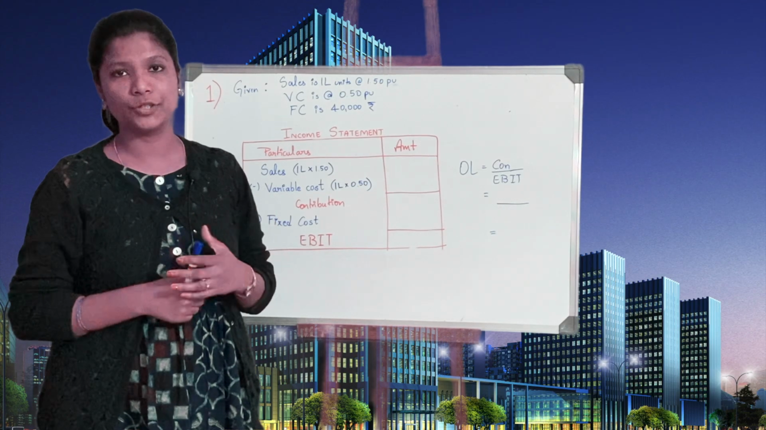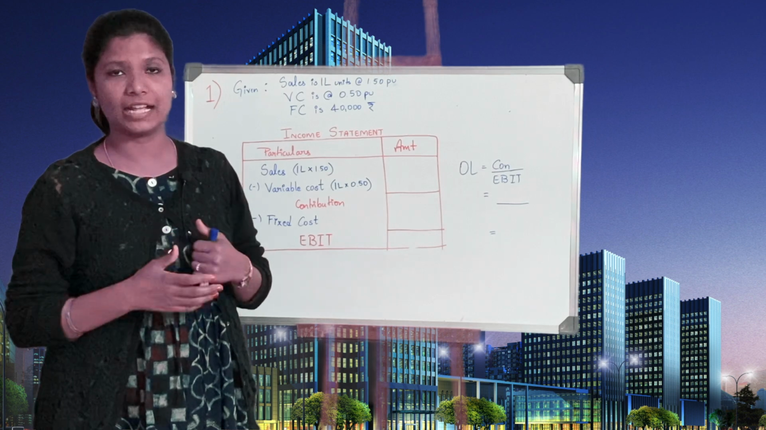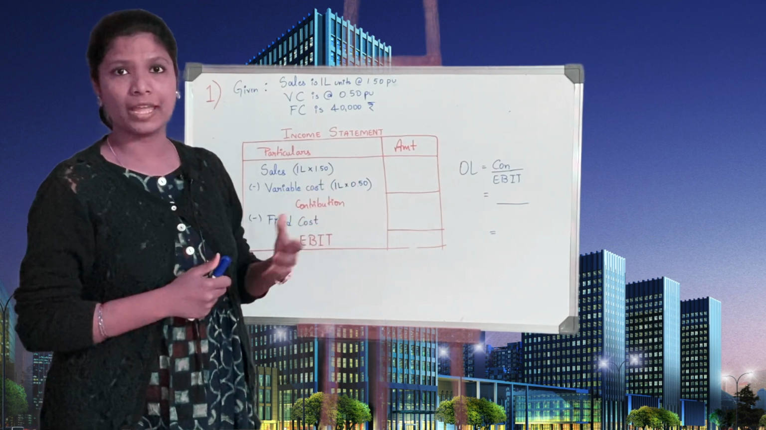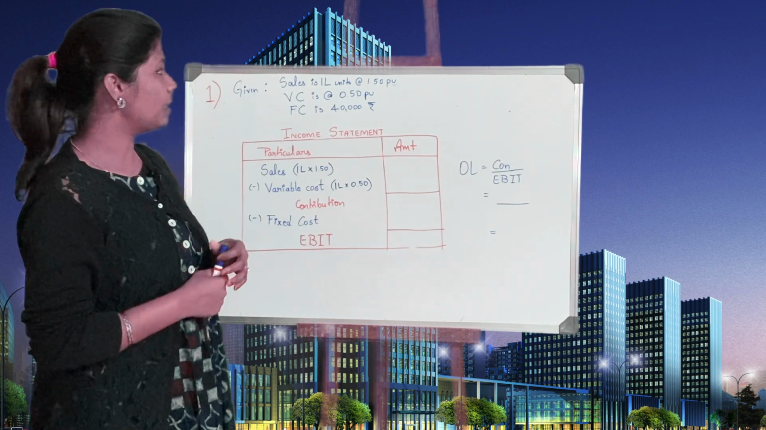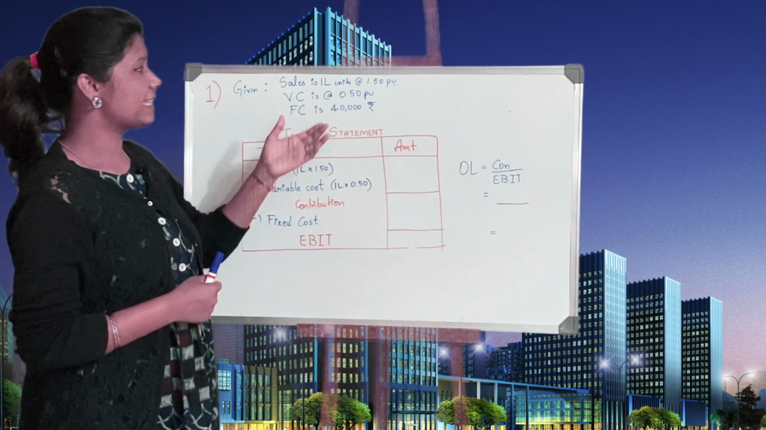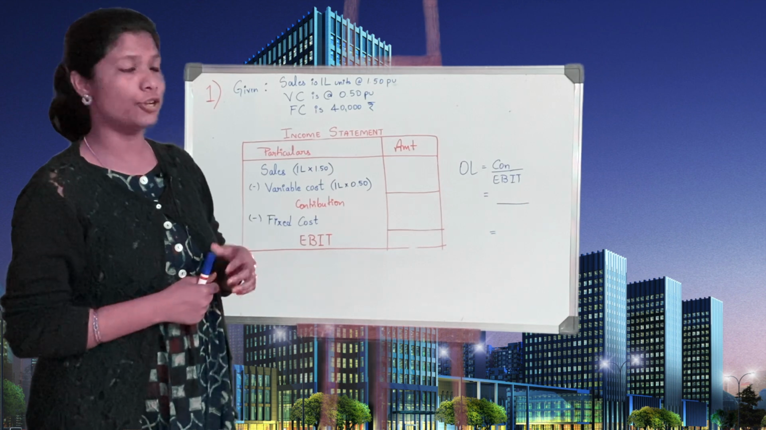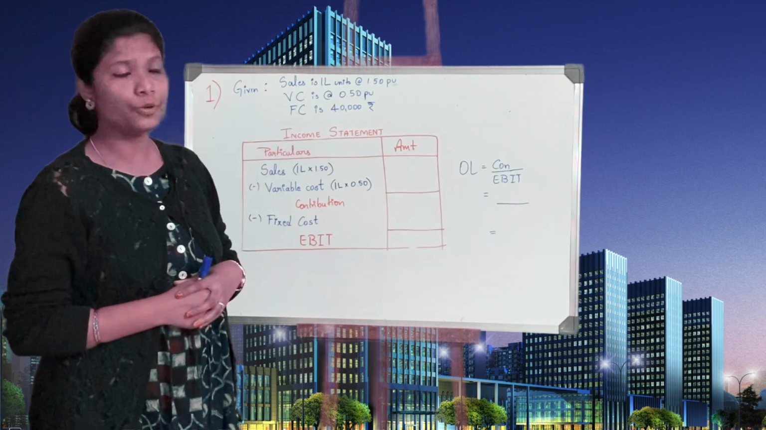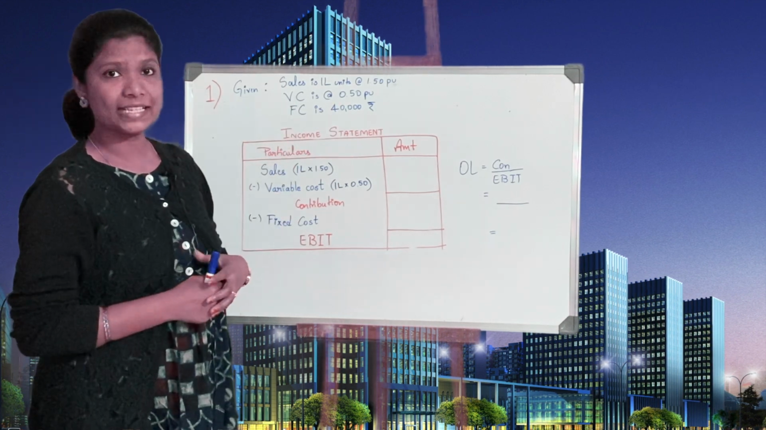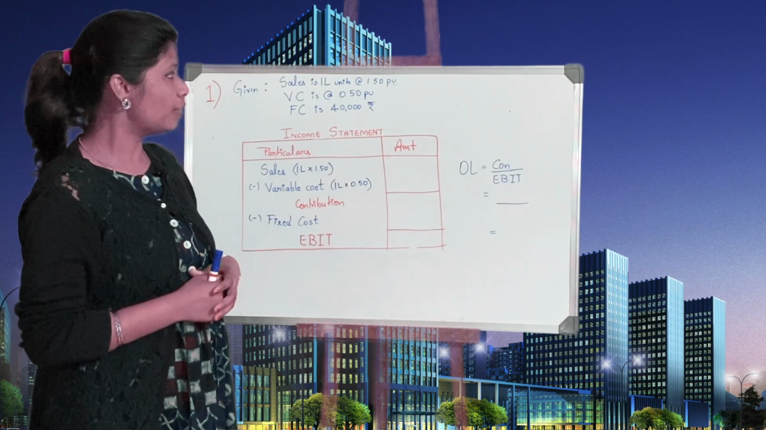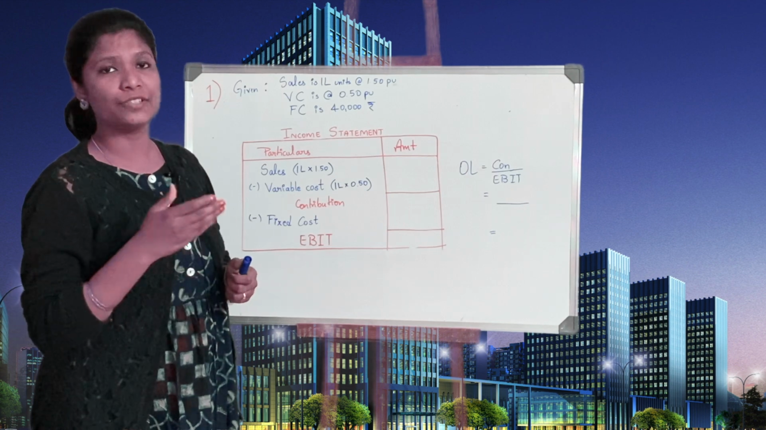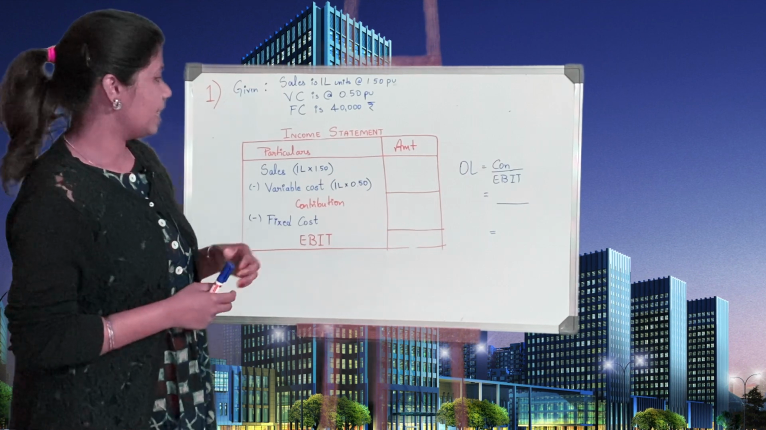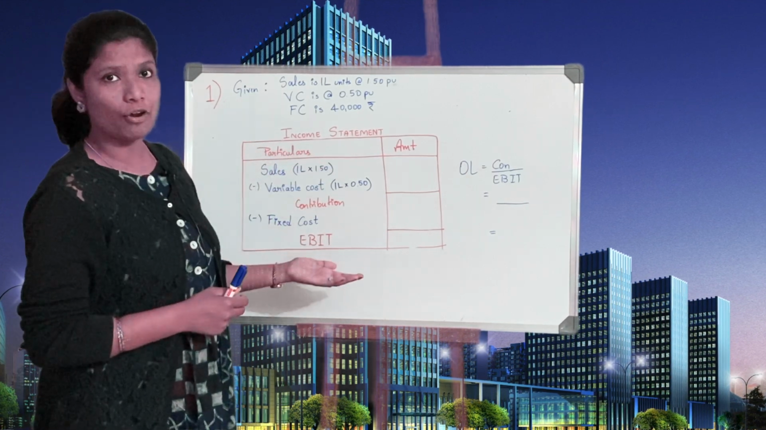So we are in third unit, unit number 3, financing decisions, and today we'll be looking at the practicals part of it. So the first question here, the given details of the question are: sales is 1 lakh units, each at rupees 1.50. Variable cost is at 0.50 per unit, and the fixed cost remains unchanged. It is 40,000 rupees. The income statement, this is the format.